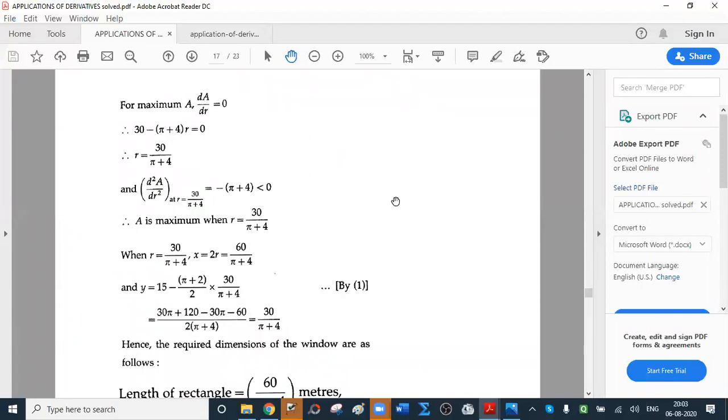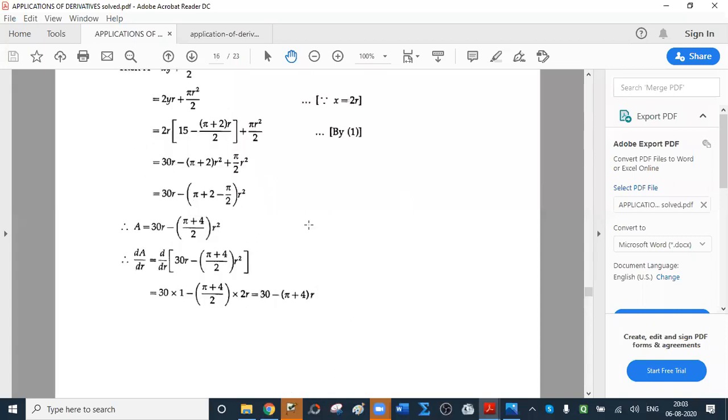So this is second derivative. At which point? At r equal to 30 upon pi plus 4, you will notice that it is minus (pi plus 4). Can we obtain the second derivative orally? Let me see. Yes. See, this is dA/dr, 30 minus (pi plus 4) into r. So it is d2A by dr square. Derivative of 30 is 0. Minus (pi plus 4) is constant. What is derivative of r? 1. So it is second derivative minus (pi plus 4).